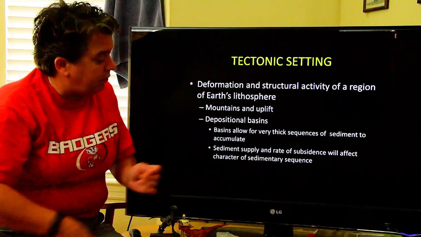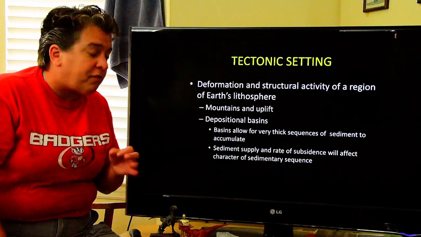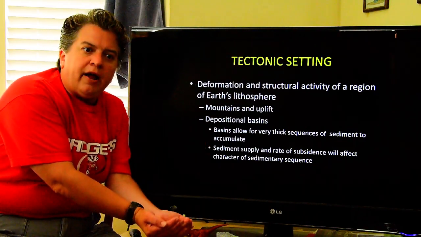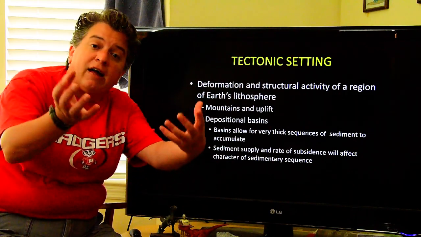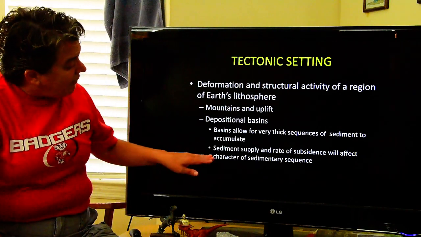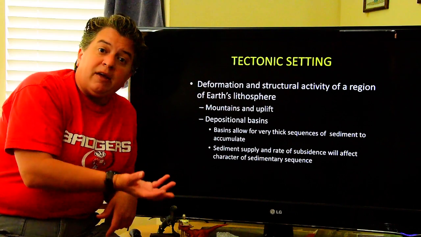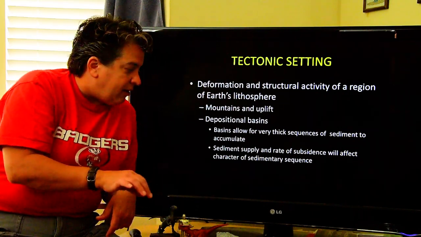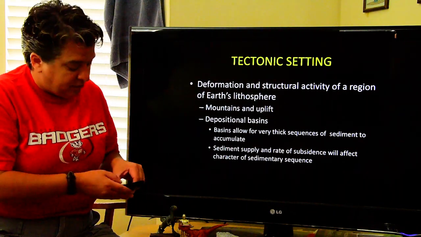It's dropping downwards. And these basins allow for very thick sequences of sediment to accumulate, right? Because it's this lower area, that's where water and rivers and things are going to be flowing, so that's where your sediment is going to get carried to. Now, the sediment supply, the amount of sediment that's being carried to the basin, and the rate of subsidence is going to affect the type of sediments you get.